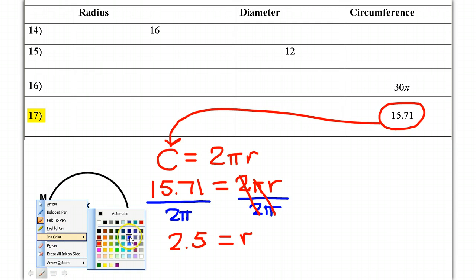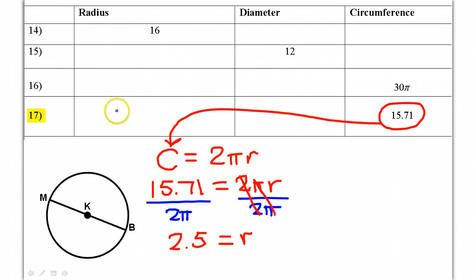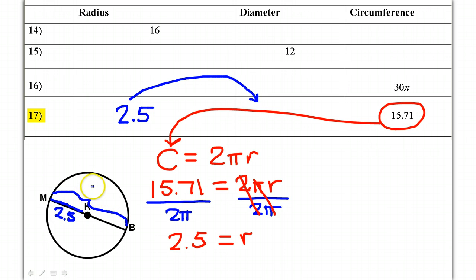Let's see. So the radius here is 2.5. Now, by now we've done this over and over again, and you're very comfortable with the relationship between the radius and the diameter. So for example, if this radius is 2.5, then the diameter should be double that. Double 2.5 is 5. So if the radius is 2.5, the diameter should be 5. So those are your answers, 2.5 and 5.